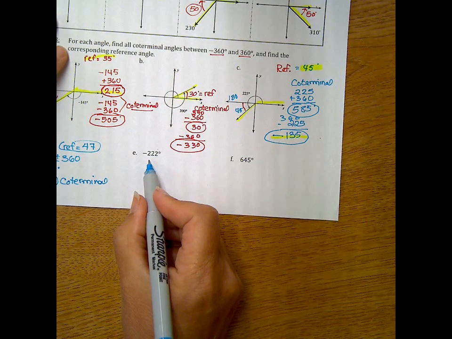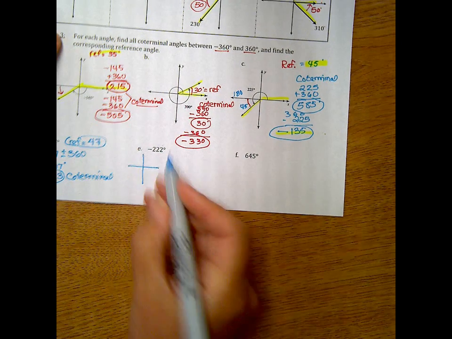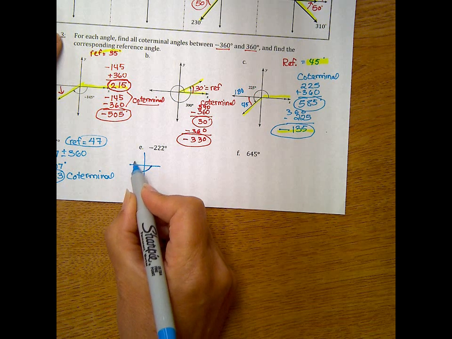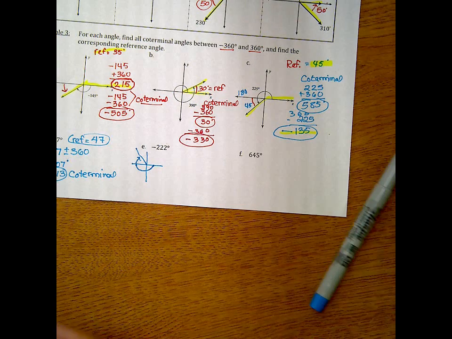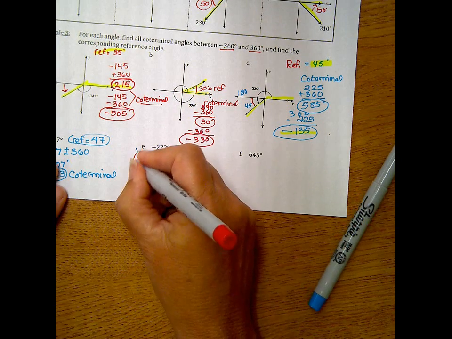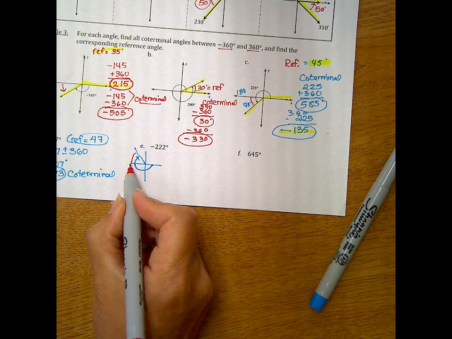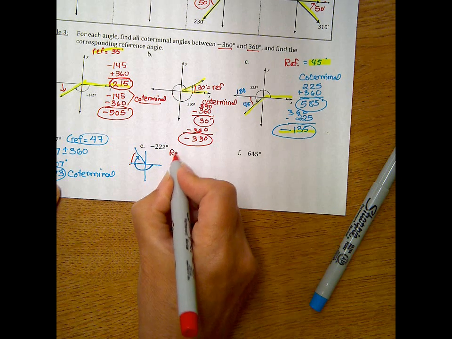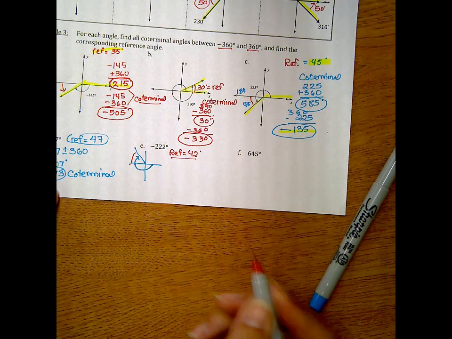So negative 222. It might help you to think of where that is. Negative 222 is going backwards 180 degrees and a little more. So my reference angle is the acute, positive angle made with the x-axis. So if this is 180 degrees, how much further have I gone past? Well, 180 degrees plus what? 42 degrees would be my reference angle. Make sure it's positive, even though I was going in a negative direction.